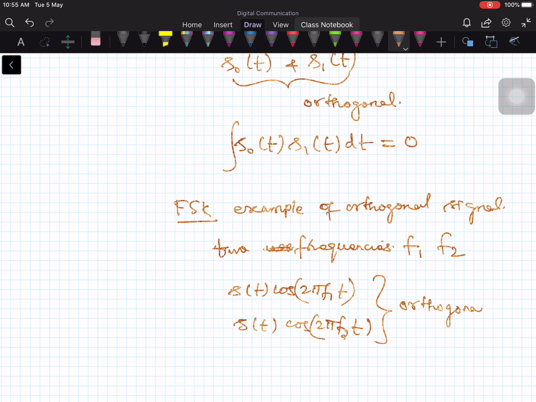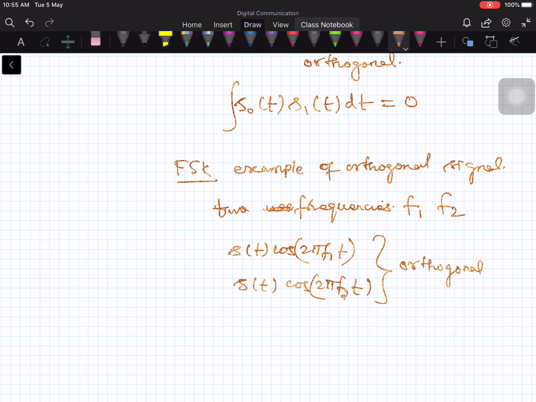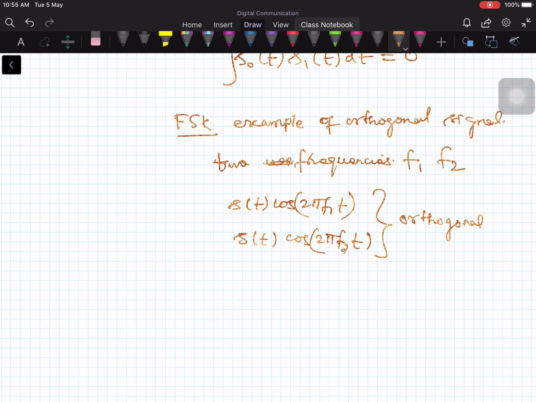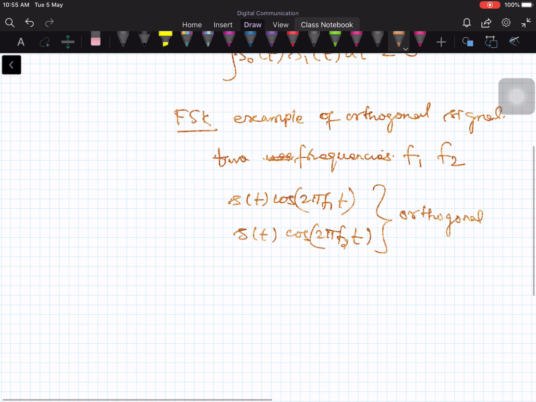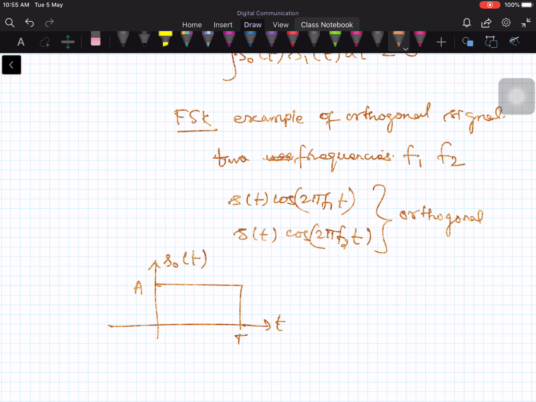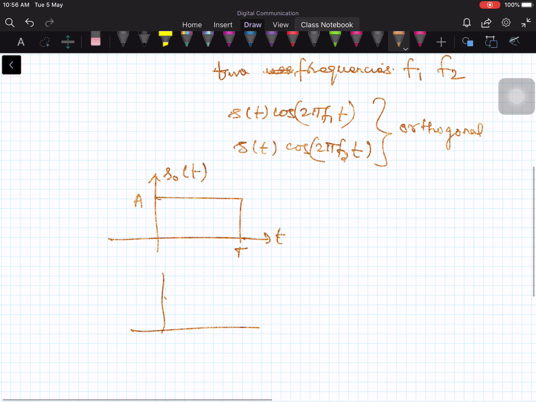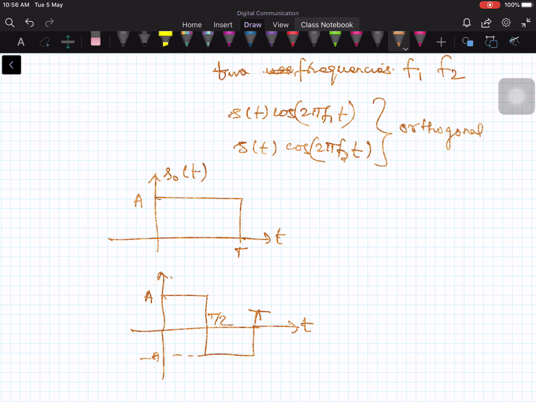You can get binary orthogonality by using two different frequencies, or you can choose two different pulse shapes such that if you do the multiplication and integrate, you will get 0, so that the orthogonality is achieved. For example, I can take a pulse like this, 0 to T, and the amplitude is A. Let me call this S0 of t. This is a baseband pulse, by the way. And take another pulse like this, with T by 2, A and minus A, this is S1 of t. Now these two are orthogonal.